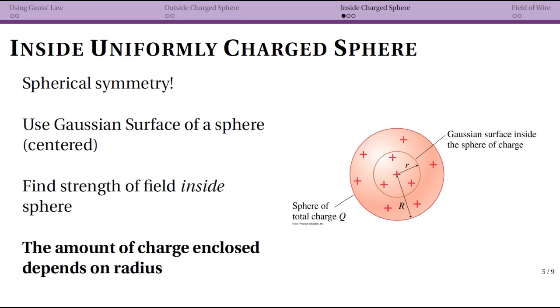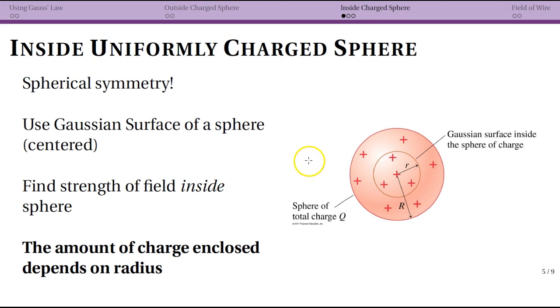Now let's look inside our uniformly charged sphere. So some of this is going to be the same. We still have spherical symmetry, so we still want to use the Gaussian surface of a sphere, but now we're inside our sphere. And so what this means is that the amount of charge that is enclosed in our Gaussian surface depends on the radius that we write.